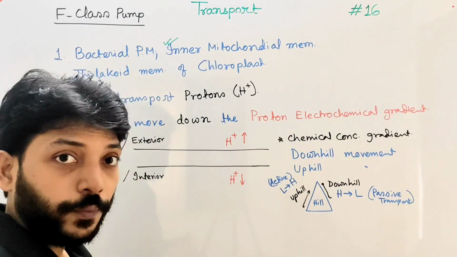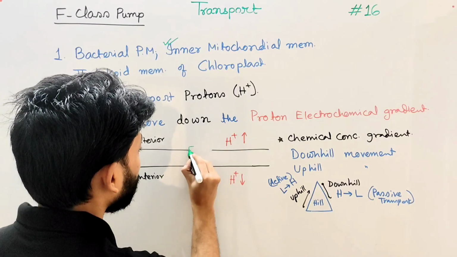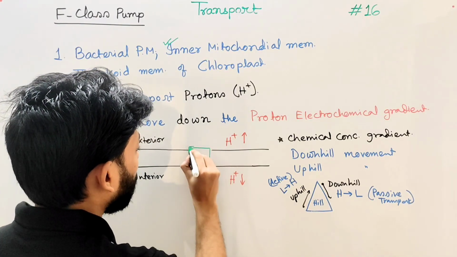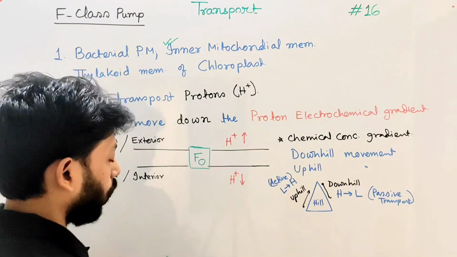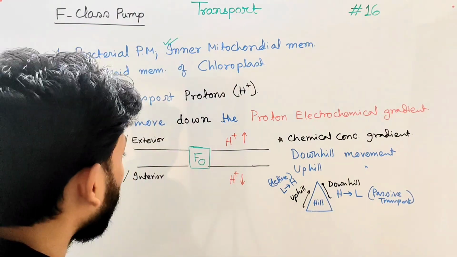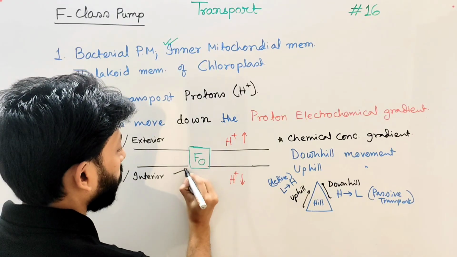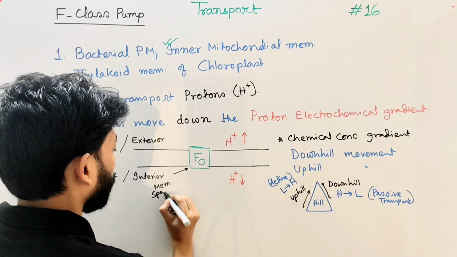At first I want to draw the F class pump. The F class pump has two domains. One is this domain I am writing here, that is the FO domain. This domain travels across the membrane, so we call it the membrane spanning domain.